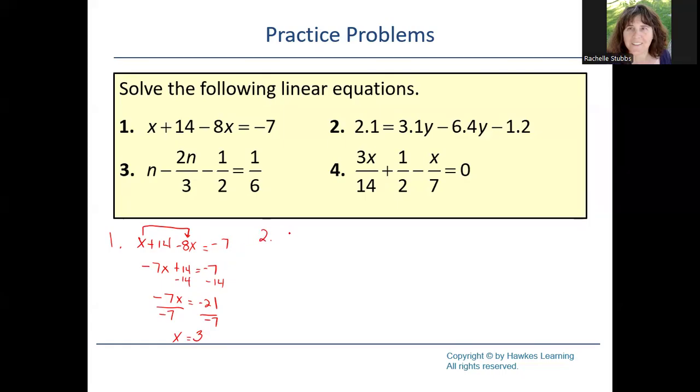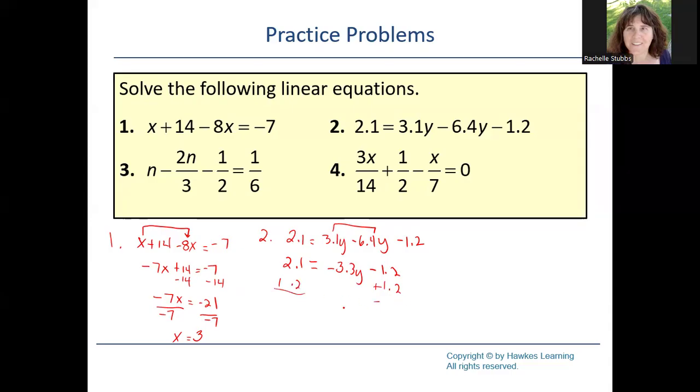Number 2, 2.1 is equal to 3.1y minus 6.4y minus 1.2. I'm looking here and I see like terms. 3.1 minus 6.4 is going to give me a negative 3.3y minus 1.2. And I didn't do anything to this side. I'll just bring the information down. And now I'm going to apply the principle of addition by adding 1.2 to each side.